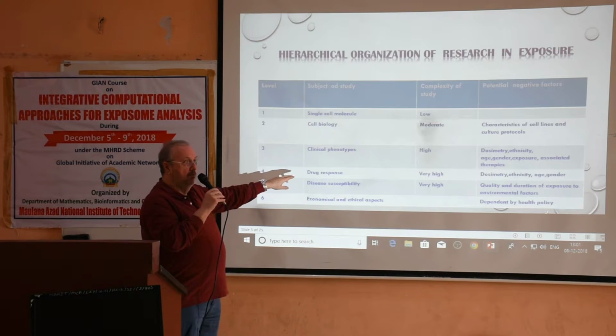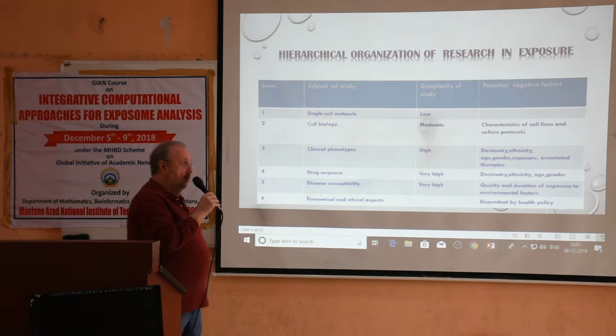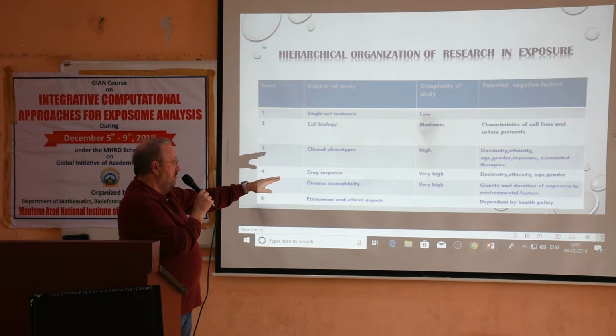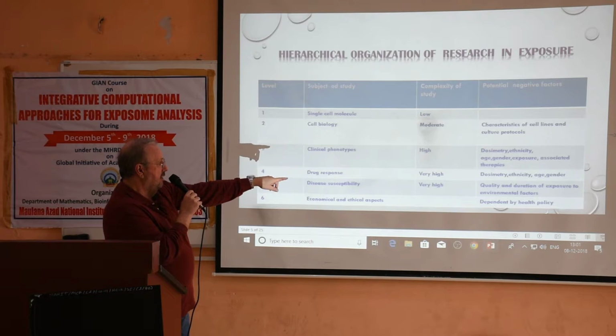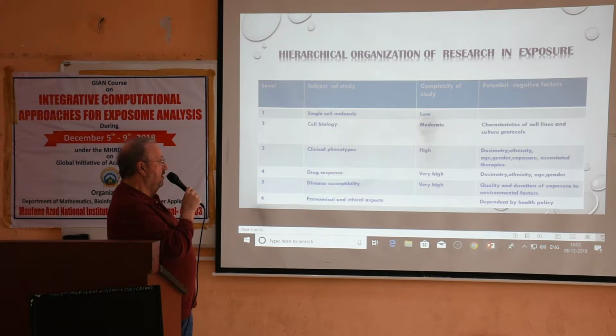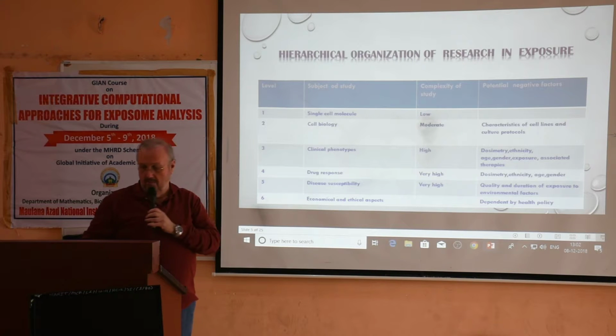Instead of the drug, you put in the pollutant response. And the susceptibility is very high because, as you can see here, of the quality and duration of exposure to the environmental factor, and lastly the not well defined economic and ethical aspects that depend on health policies.